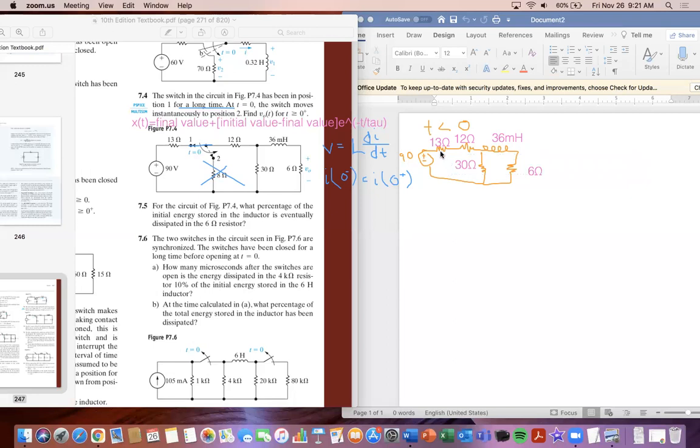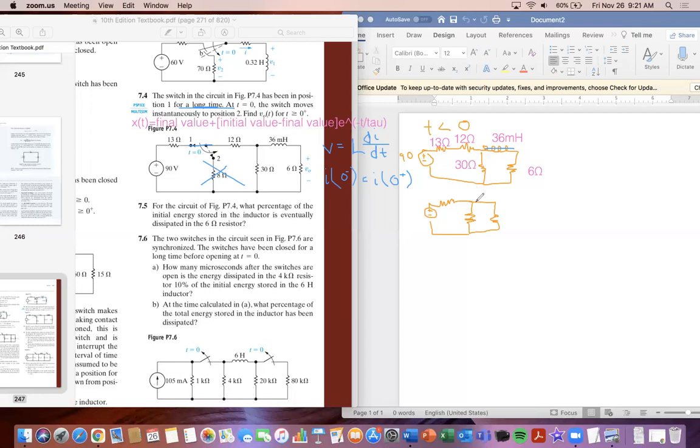So I noticed this 13 and 12 can combine. So let's just do that real quick for quick math here. That'd be 25 ohms. And then we got these 2 right here. And remember, it's been in this position for a long time. Therefore, there's no longer any change in current. So we can say the inductor became a short circuit because, since it's been a long time, the current has steadied out.